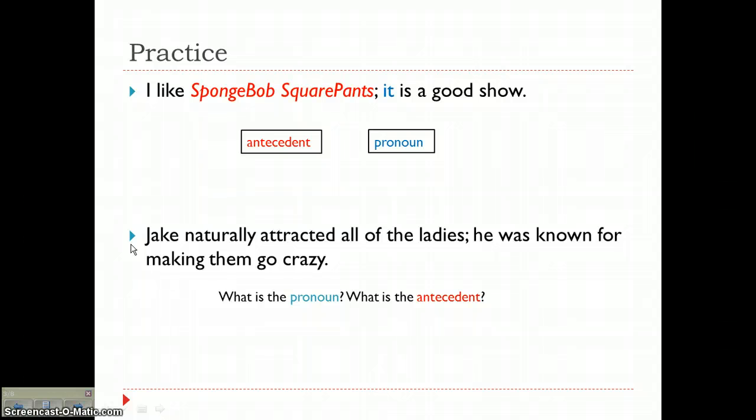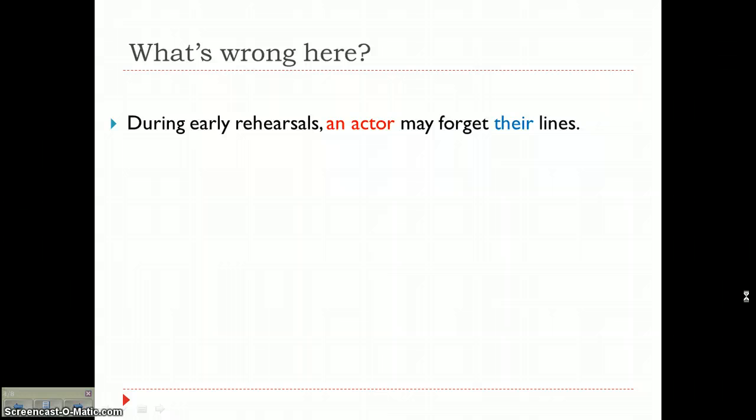All right, very good. Let's look at the sentence again. Jake naturally attracted all the ladies. He is our first pronoun. Who does the he refer to? It refers back to Jake. All right, he is our pronoun and Jake is our antecedent. He was known for making them go crazy. The them right there is our pronoun. Who are they? They are the ladies. All right, so them is the pronoun, ladies is the antecedent. All right, hopefully now we know how to tell what's the pronoun, what's the antecedent. That's the first step to figuring out what we need to figure out.